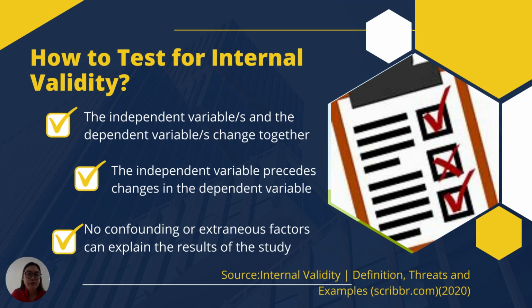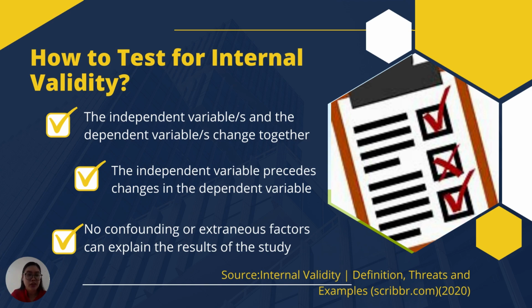First is that the independent variable and the dependent variable change together. Second, the independent variable precedes changes in the dependent variable. And third, no confounding or extraneous factors can explain the results of the study. So, in our example about drinking coffee to improve memory, the first two conditions have been met.